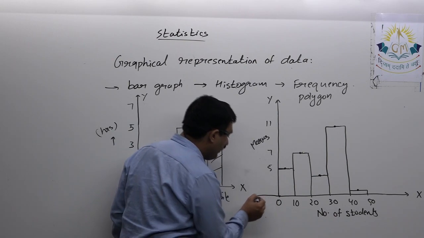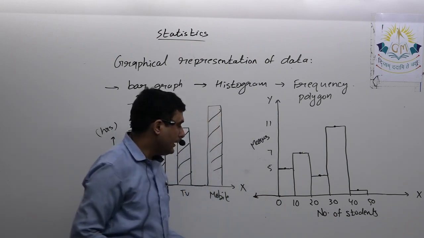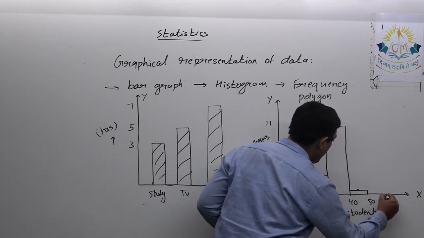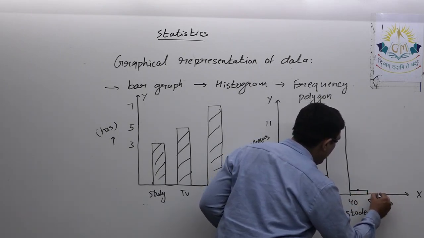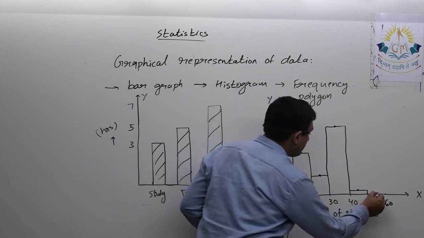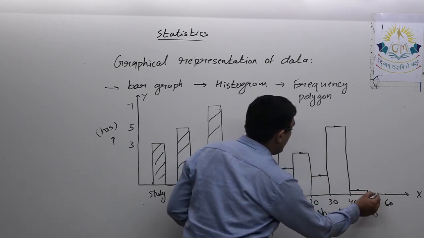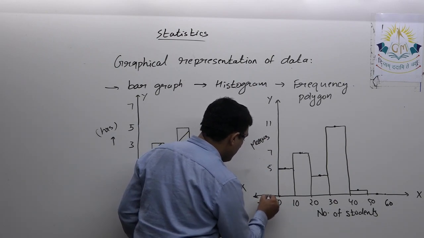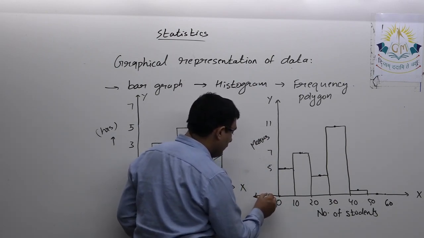Also get the points of two imaginary classes, one after the last class. The last class is 40 to 50, so after that the class will be 50 to 60. Obtain the class mark of that class with 0 frequency, and similarly the class before the first, 0 to minus 10, whose class mark is minus 5 with 0 frequency.